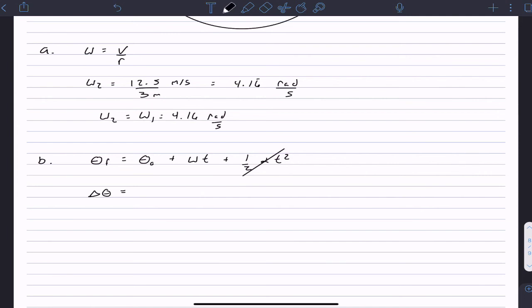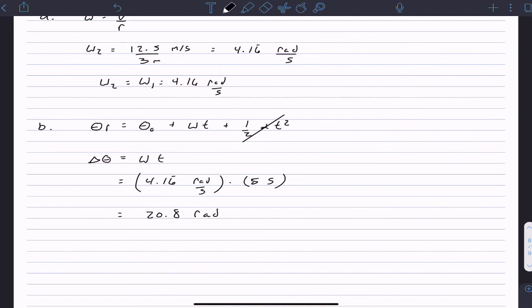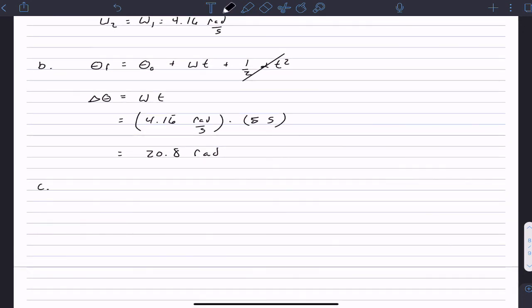Delta theta is equal to rotational speed times time. Time is 5 seconds, rotational speed is 4.16 radians per second, times 5 seconds. That gives us a value of 20.8 radians total. So they both traverse 20.8 radians. Again, that does not mean that they have both traveled the same amount of distance linearly, because that's going to be a little different.